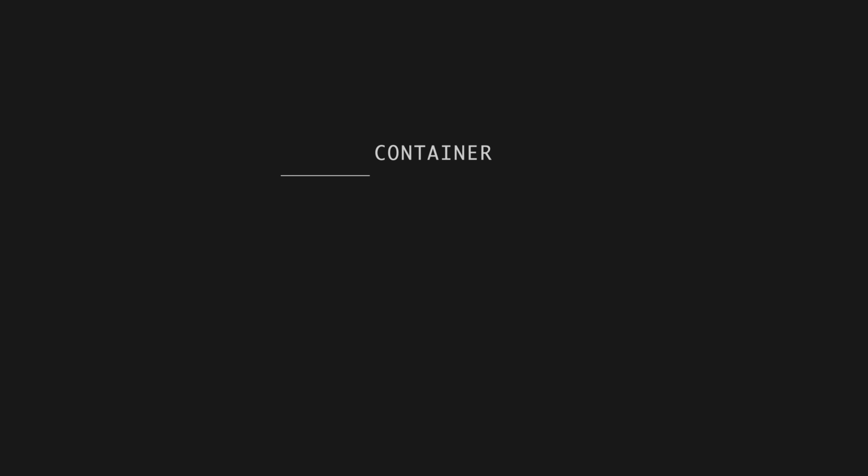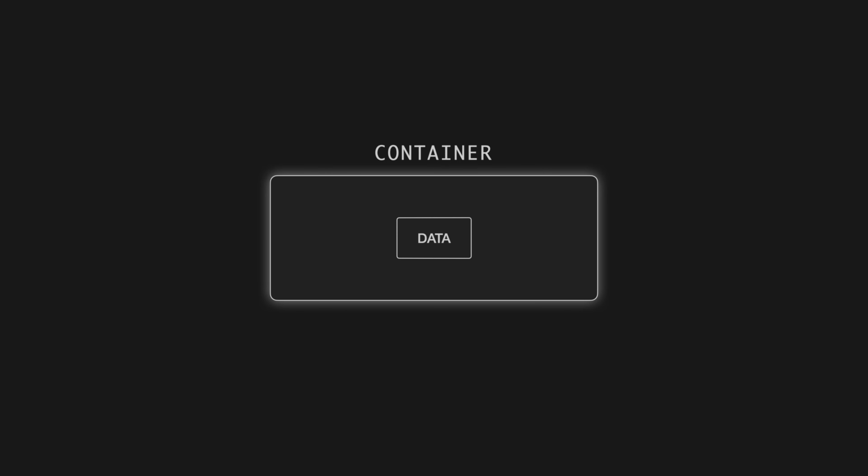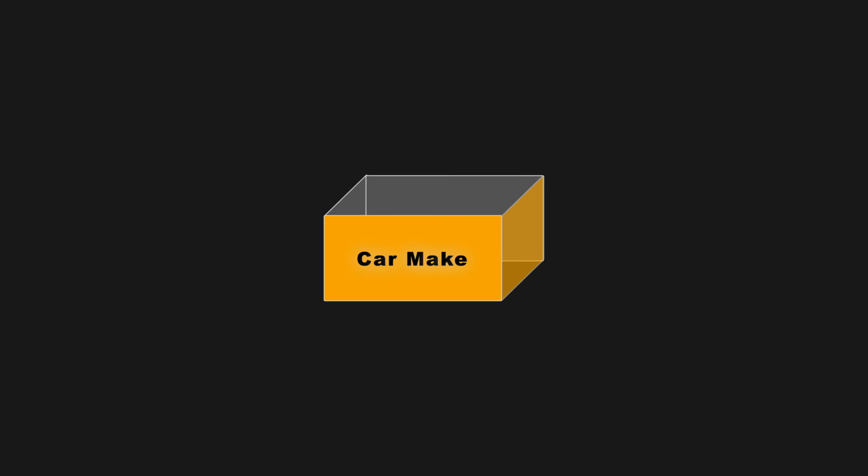A variable is like a container that stores data. You can think of it as a labeled box where you can put something, and later, you can open the box to see what's inside or change its contents. In JavaScript, we use variables to store values like numbers or text so that we can use them later in our code. Now, let's talk about how to declare a variable.